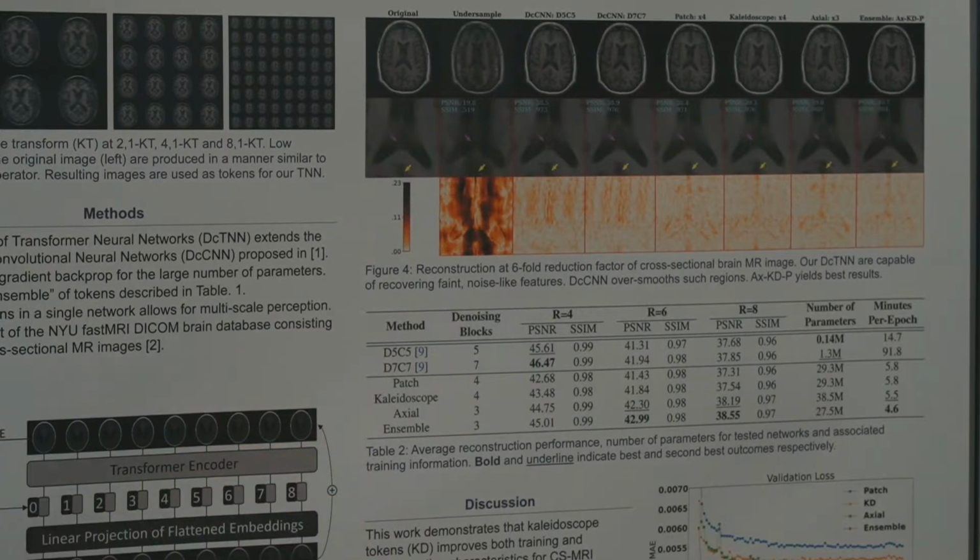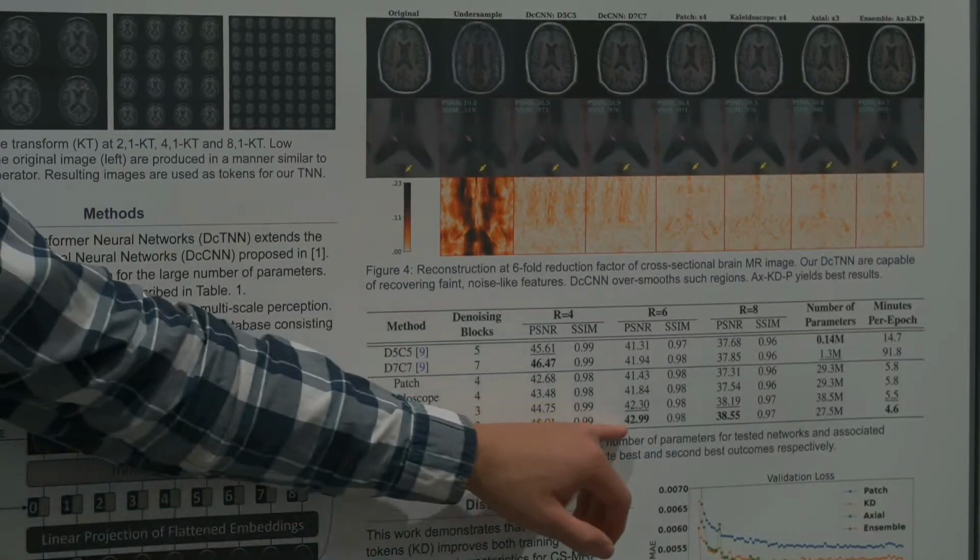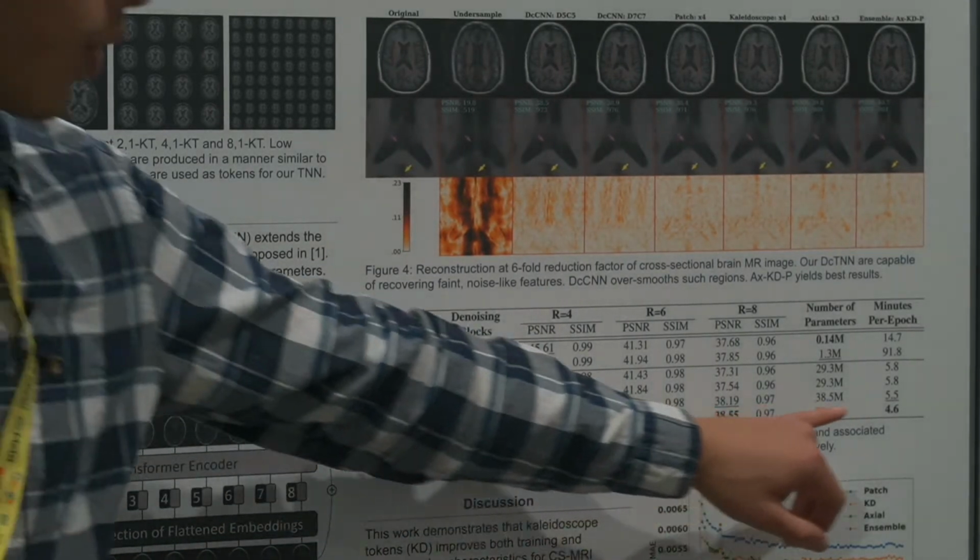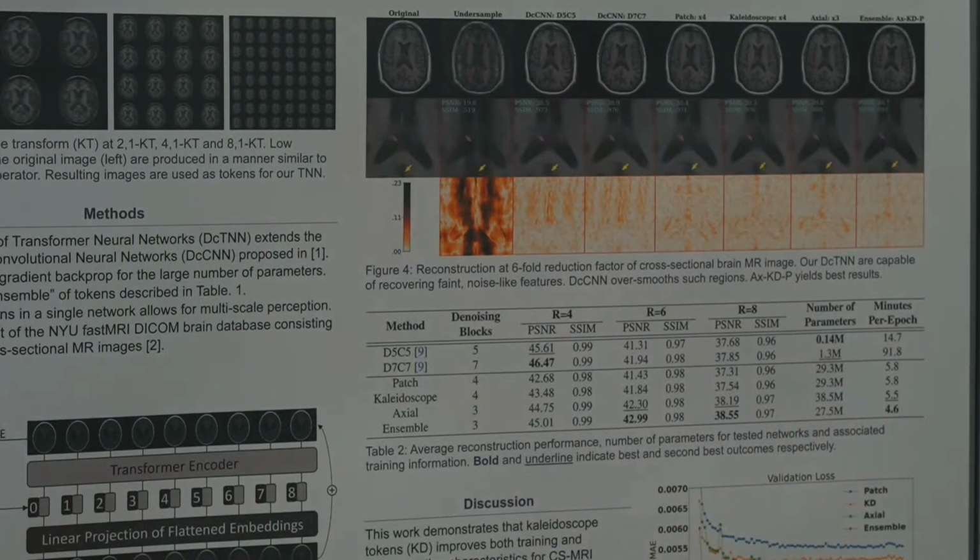So the ensemble, which does an axial denoising step, a kaleidoscope denoising step, and then a patch denoising step, performed best overall. It required the least amount of time, and it had the fewest number of parameters for the transformer neural network, just because each part of the step can specialize. So the axial tokens can specialize on a mixture of local information with low and high frequency components. The patches can specialize at high frequency local denoising, and the kaleidoscope tokens can specialize at low frequency global noise. So combining them, you end up with a bit better performance than just doing one.